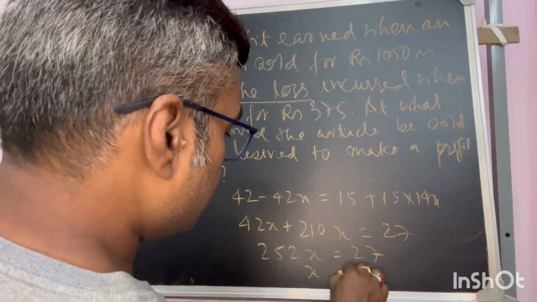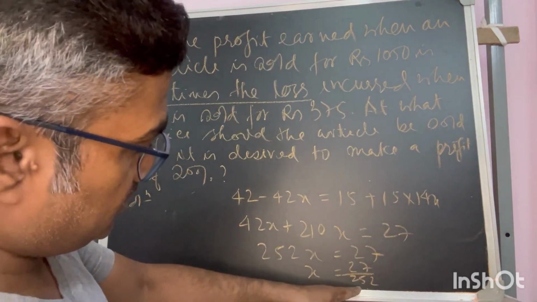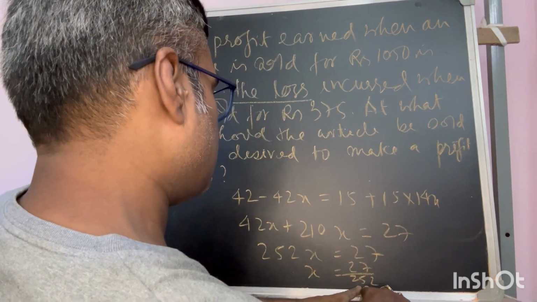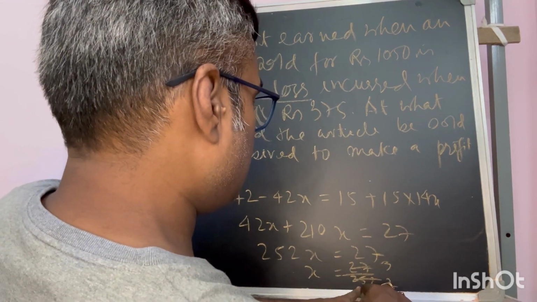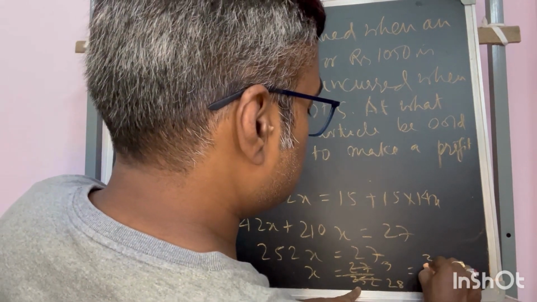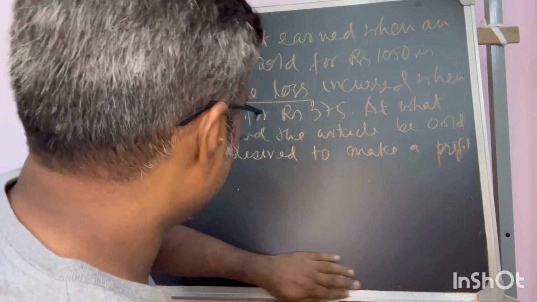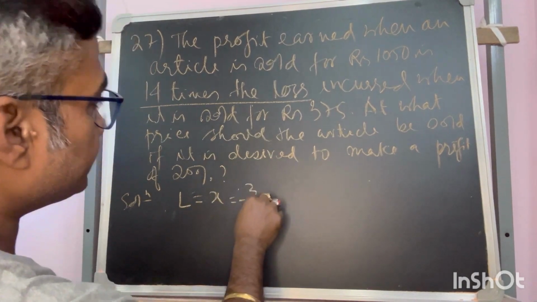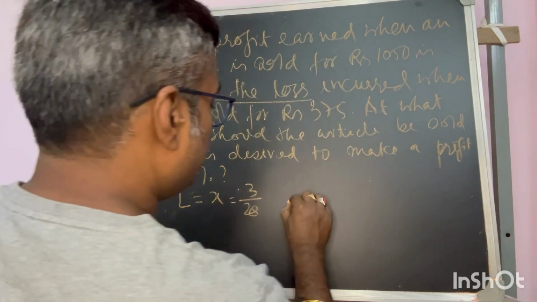So that means x is equal to 27 upon 252. Can it be reduced by 3? Yes, by 9 as well, so it is 3 by 28. Okay, remember x is 3 by 28. X we have assumed to be the loss, x equal to 3 by 28. Now from there you can calculate the cost price.